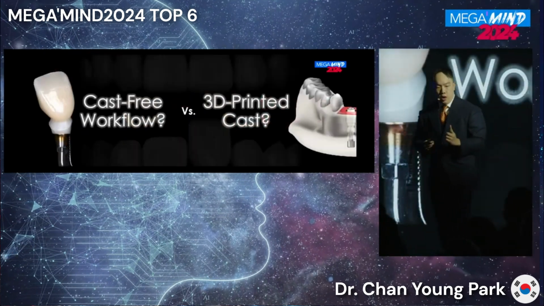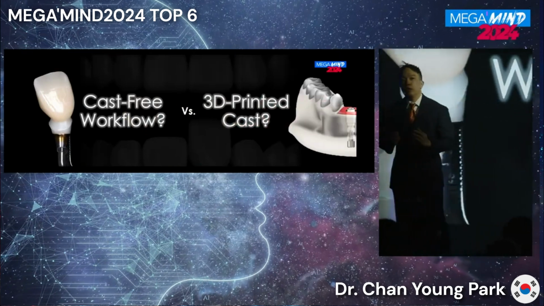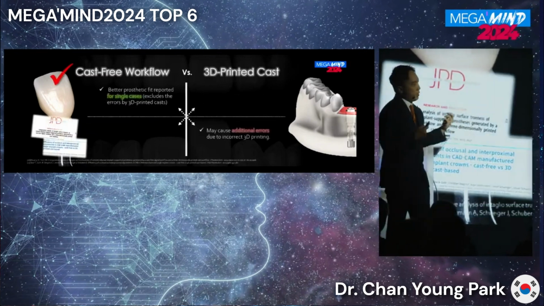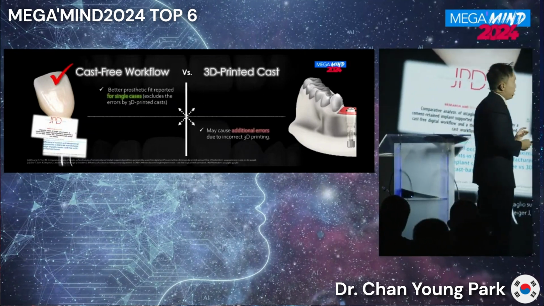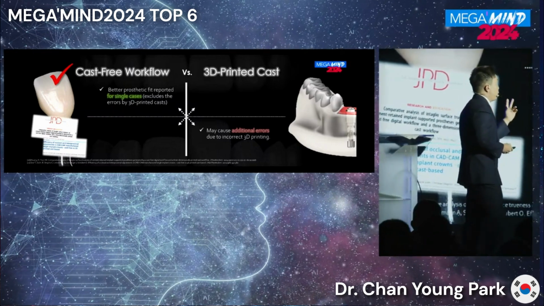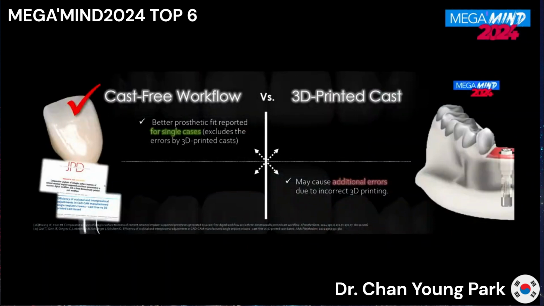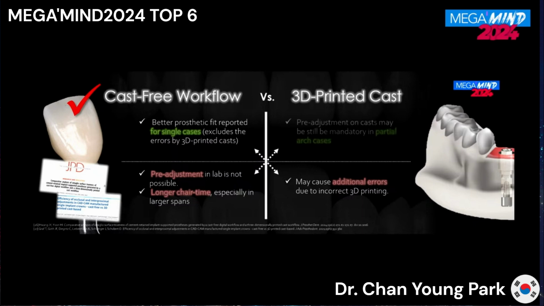So another question. Is using the cast-free workflow without the 3D printed cast commendable for daily practice? There's no straight answer for this, actually. But according to the evidences, a cast-free workflow may produce better prosthetic fit for very short span cases because it excludes the errors that may be produced by the 3D printed cast. But the problem is that pre-adjustment on the model is not possible, which may cause longer chairside adjustment time. So for longer arch cases, these casts may still be mandatory.